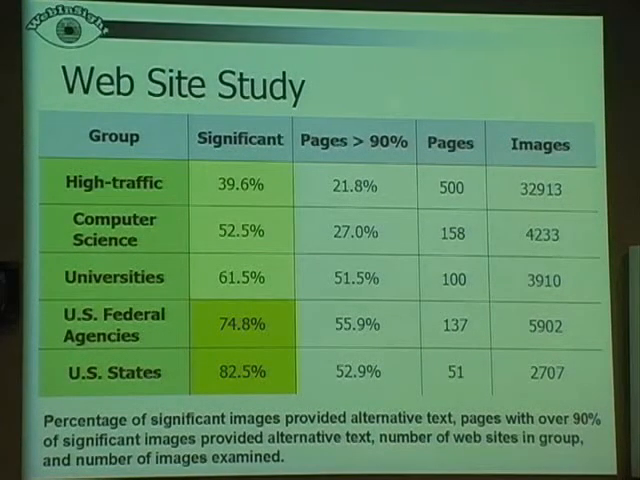You can see there's a difference between sites like high traffic, computer science, and universities. They were 39.6%, 52.5%, and 61.5% respectively. Those were numbers similar to the other studies that we showed. But if you went to the US federal agencies, 74.8% of those images were labeled.